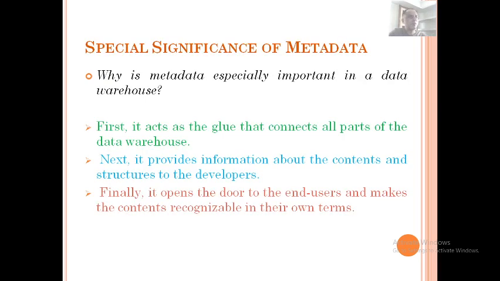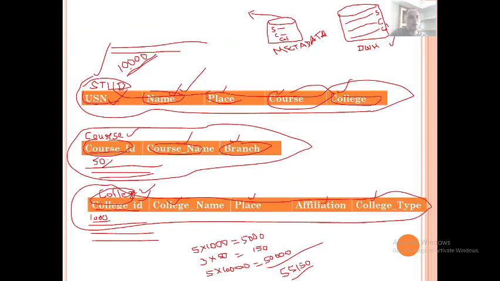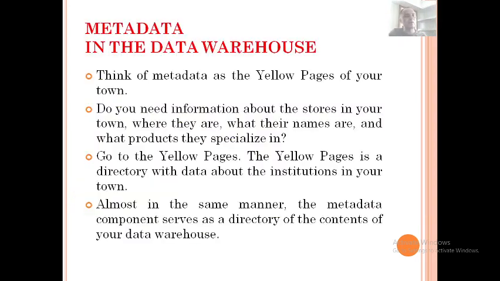Next, the special significance of metadata. Why do we need metadata? Why is metadata especially important in a data warehouse? Already we discussed this in the example. This is the importance of metadata in the data warehouse. Exactly, this is one of the most important things. Because of this, we need to have metadata in the data warehouse.